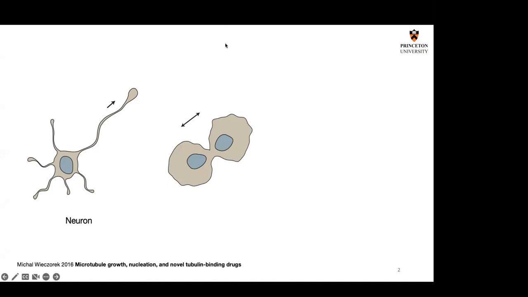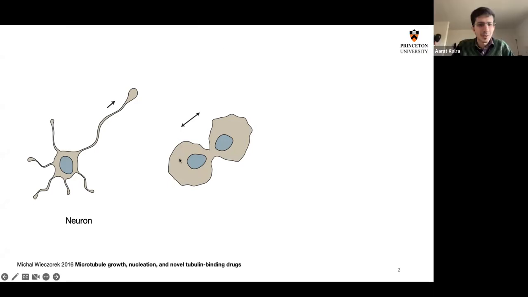Do you want them to answer in the chat, Eric? Because I think people can't unmute themselves. Ah, okay. Yeah, feel free to say something. Cell division. That's right, Marco. Okay, so this is a dividing cell. That was relatively easy. It's a mitotic cell.